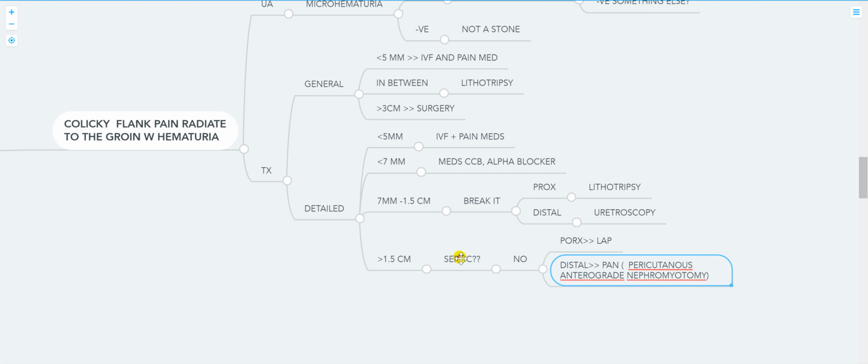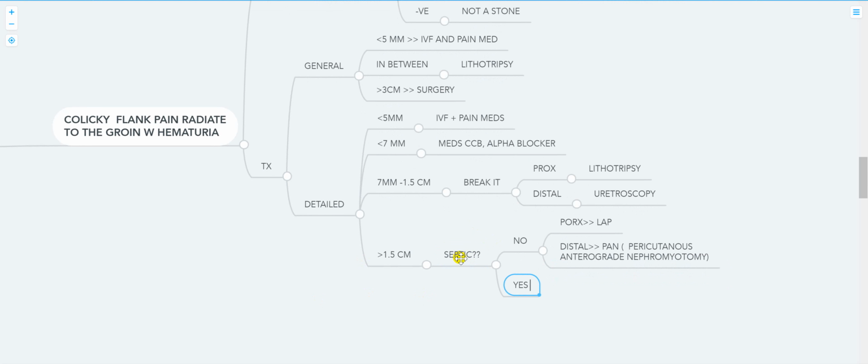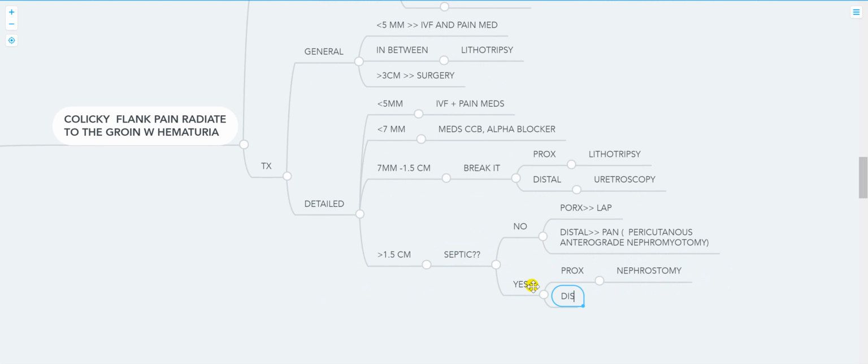Okay. What if it is septic? Yes, if it is septic, what do we do? It's gonna be different. If it's proximal, we do nephrostomy. If it is distal, then we do stenting. Okay, so that's basically a summary of the stone management based on the size.